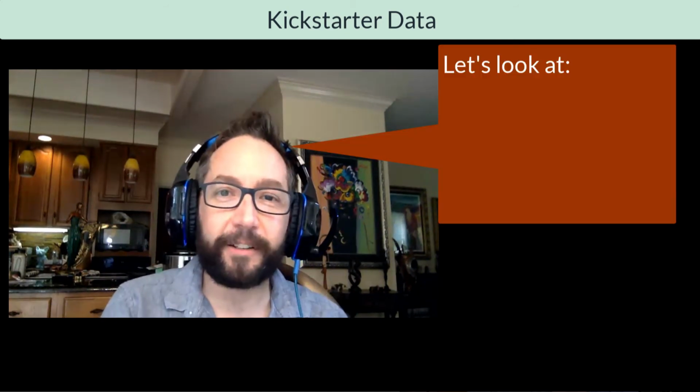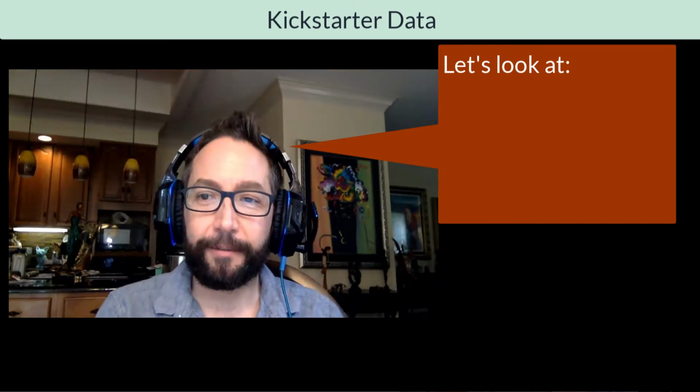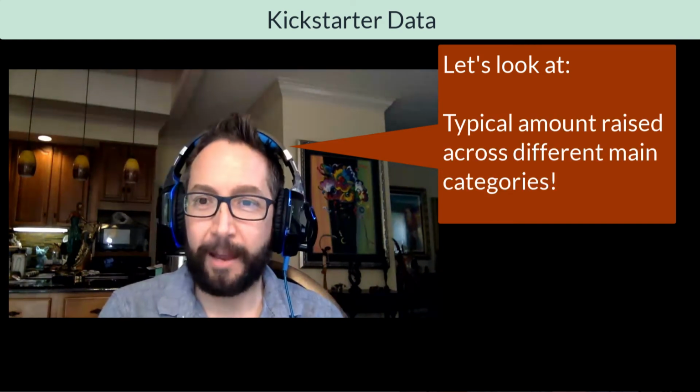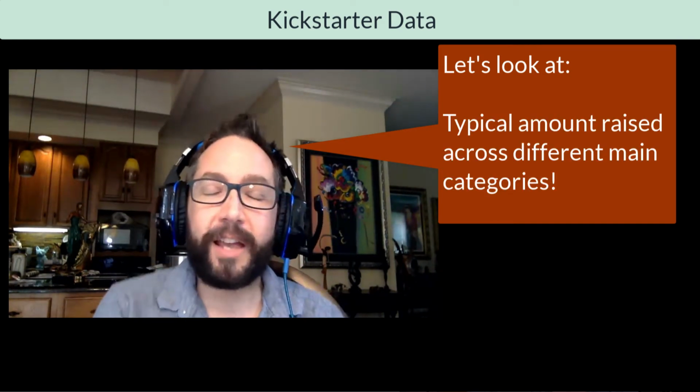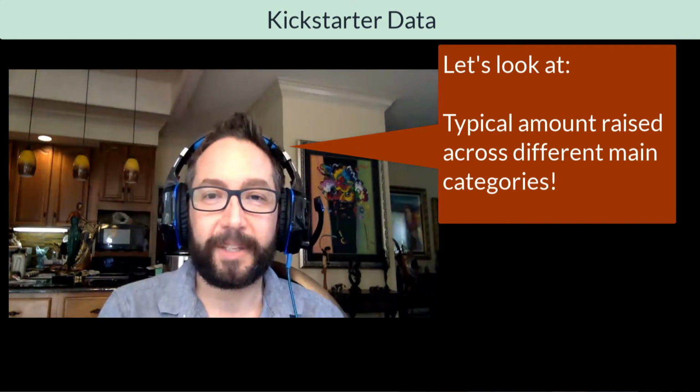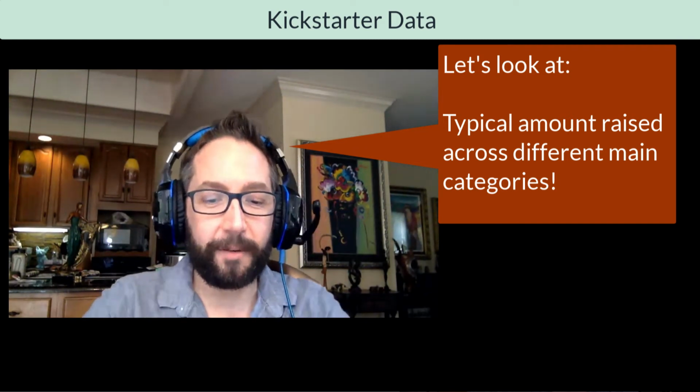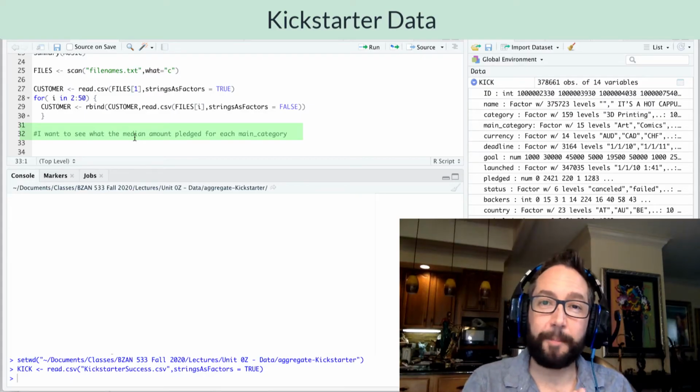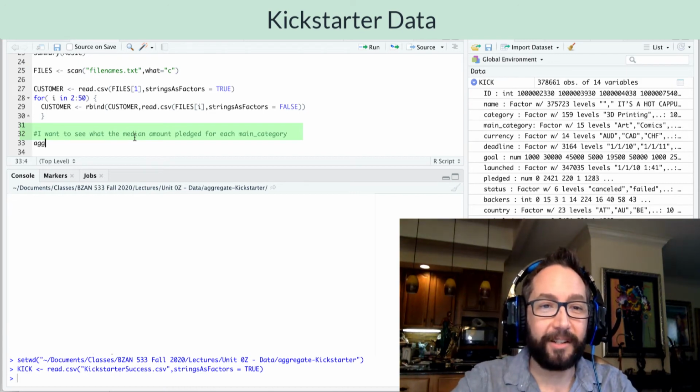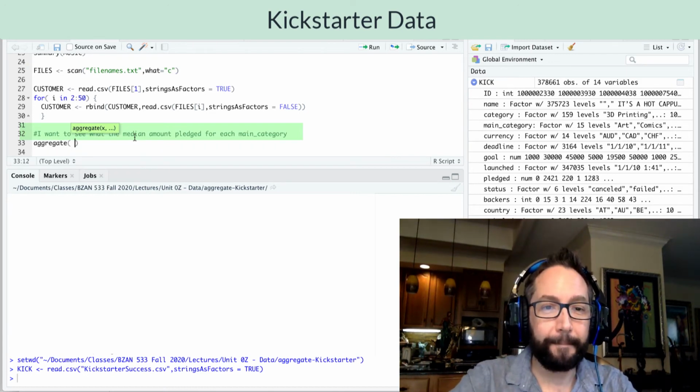All right, so for the sake of illustration, let's compare different main categories of campaigns with how much they eventually raised, the USD_pledged. All right, so I'm going to set up an aggregate command. I just need to figure out what goes where.